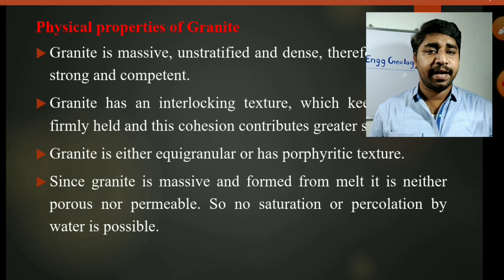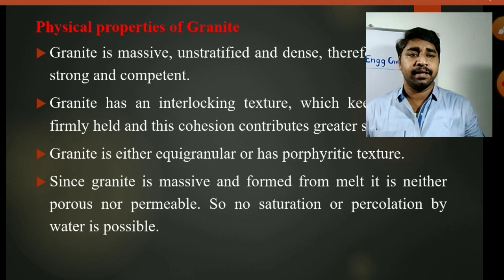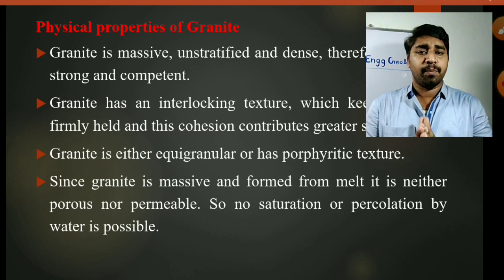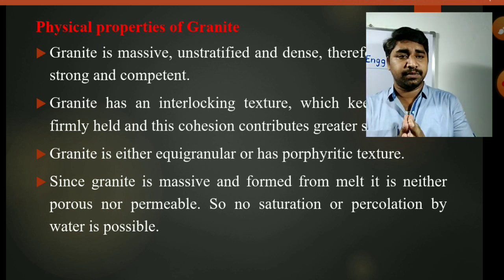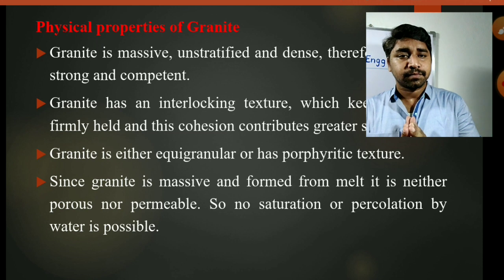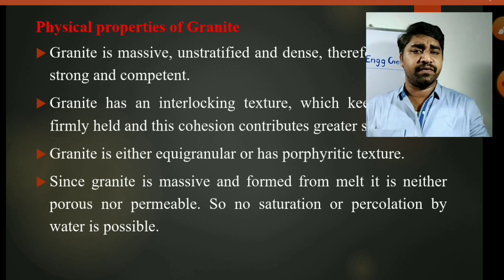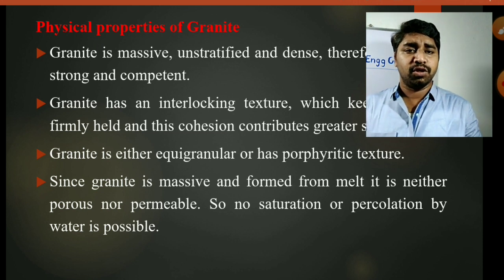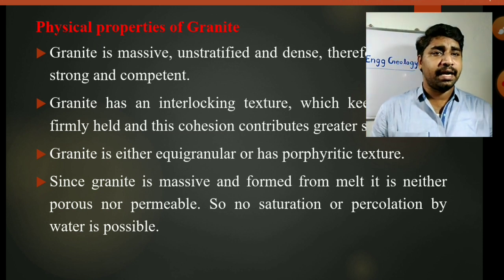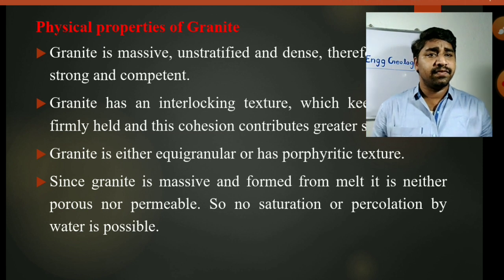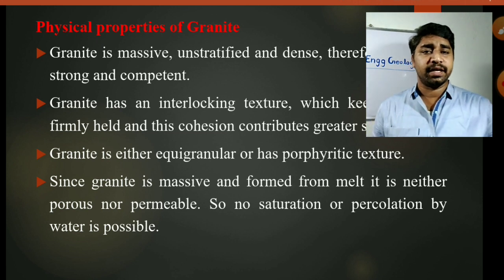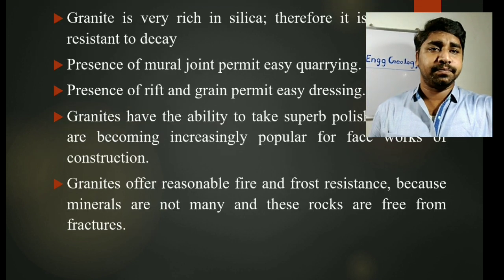Next, since granite is massive and formed from melt, it is neither porous nor permeable. Porosity is very less, and porous nature is absent. It is a non-porous material, not permeable. Permeability is also very less. Porosity and permeability are both low simultaneously. So why? Because it is formed from the solidification of the molten magma, that is why porous nature and permeability are very much less here.